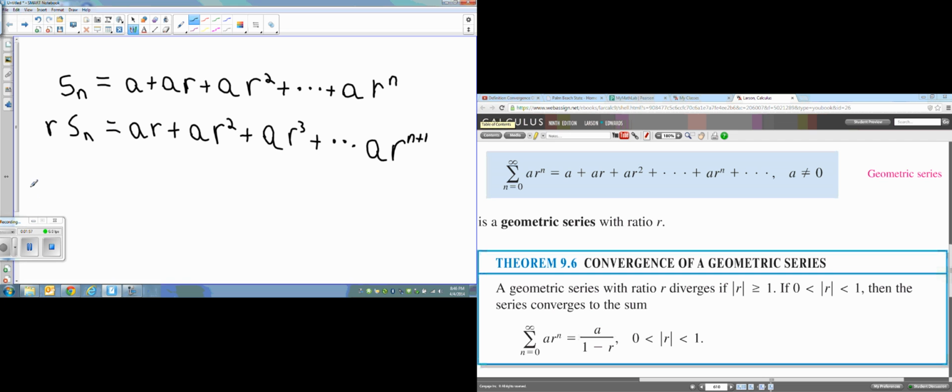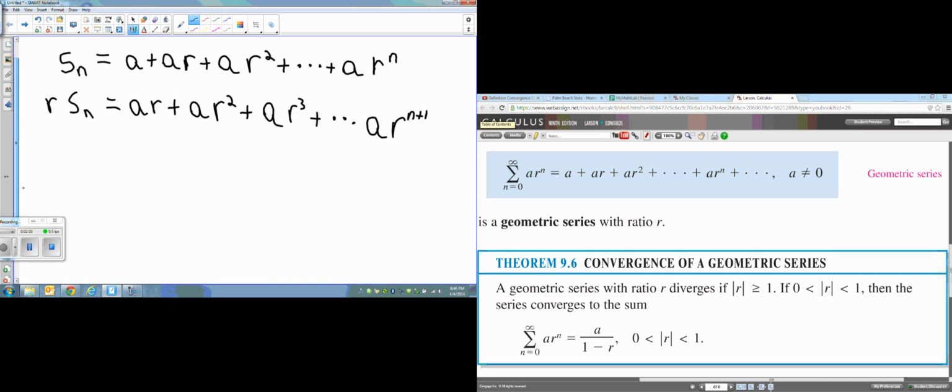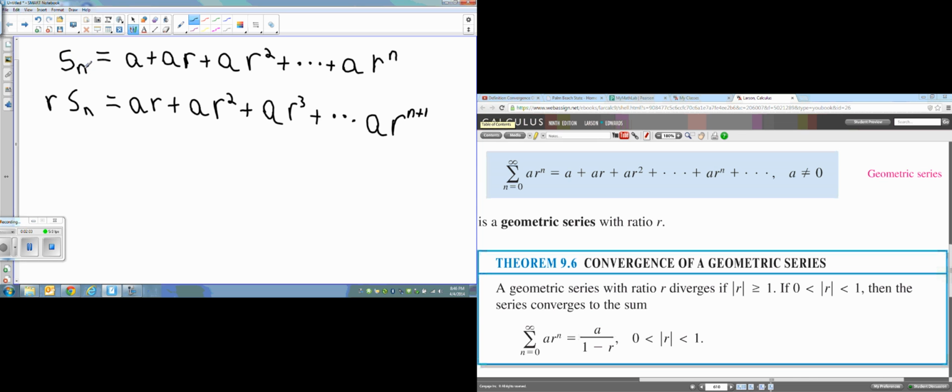What we're going to do now is subtract these two equations. So on the left side, I'm going to have the subtraction of these two terms. It's going to be Sn minus r times Sn. Let's see what that equals. Well, a is going to be the first term, a. And then I'm going to have plus a times r, and these terms. But notice I'm subtracting off these terms. So this a times r is going to be subtracted, and they're going to cancel each other out. So these terms are going to cancel when I do the subtraction.